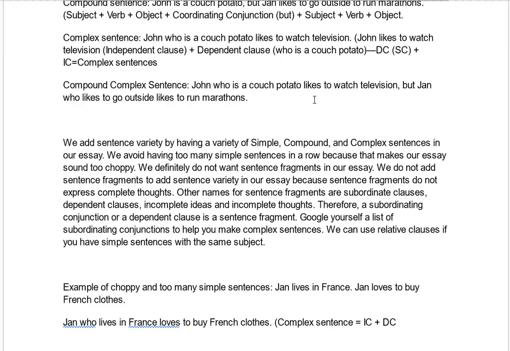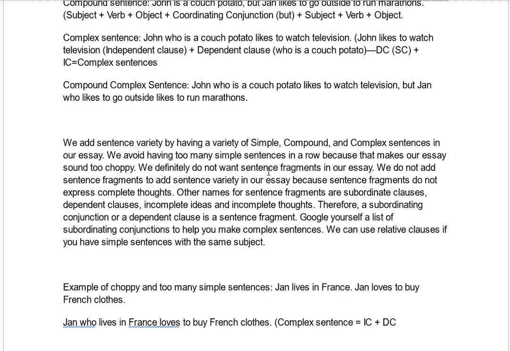John, who is a couch potato, likes to watch TV, but Jan, who likes to go outside, likes to run marathons. So we add sentence variety by having simple, compound, and complex sentences in our essay. We avoid having too many simple sentences in a row because that makes our essay sound too choppy.